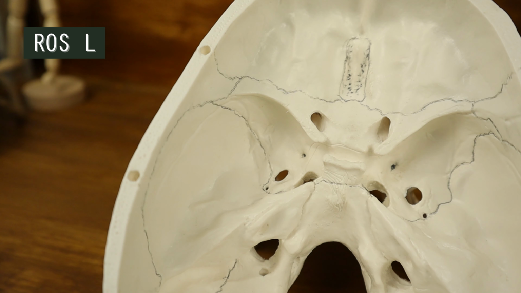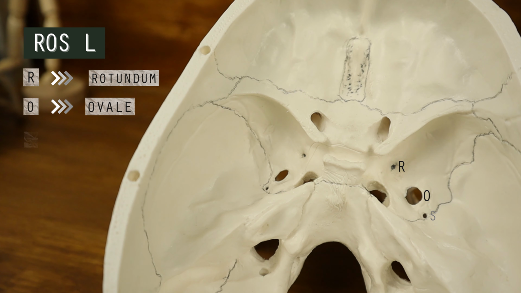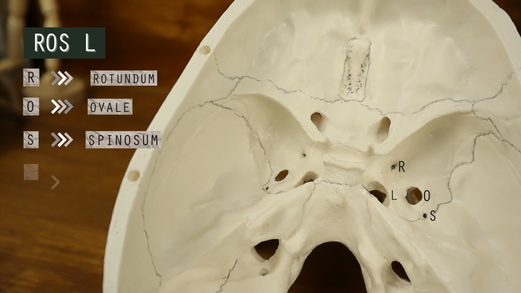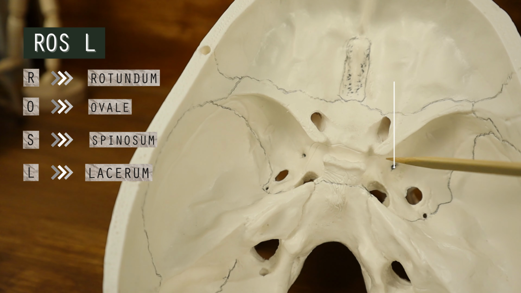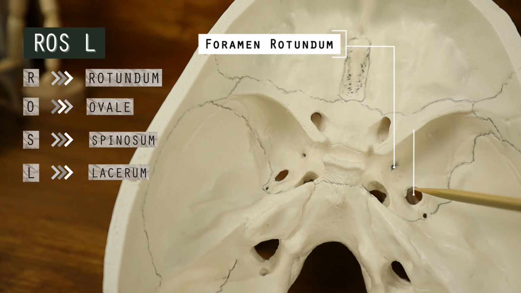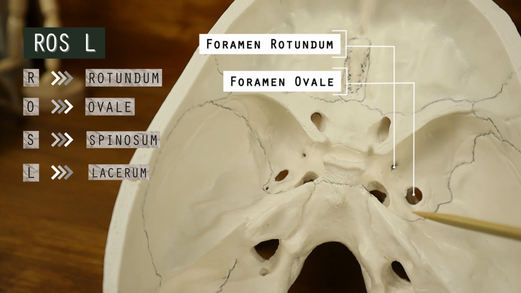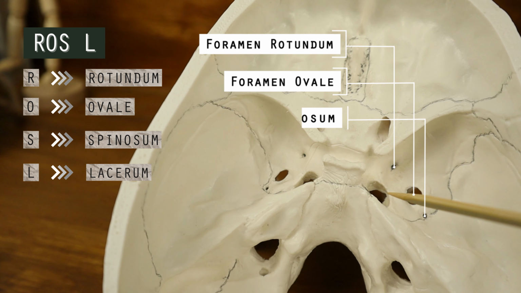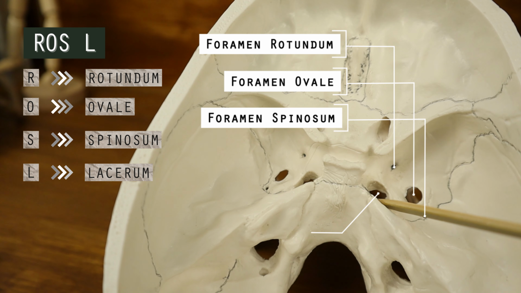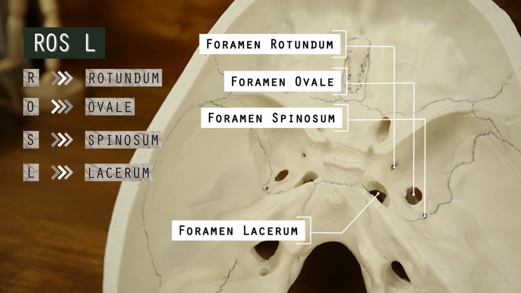So the R in ROSL stands for rotundum, O for foramen ovale, S for spinosum, and L for foramen lacerum. Here we have foramen rotundum, foramen ovale, foramen spinosum, and foramen lacerum. All of these foramina are channels allowing nerves and arteries to pass through.